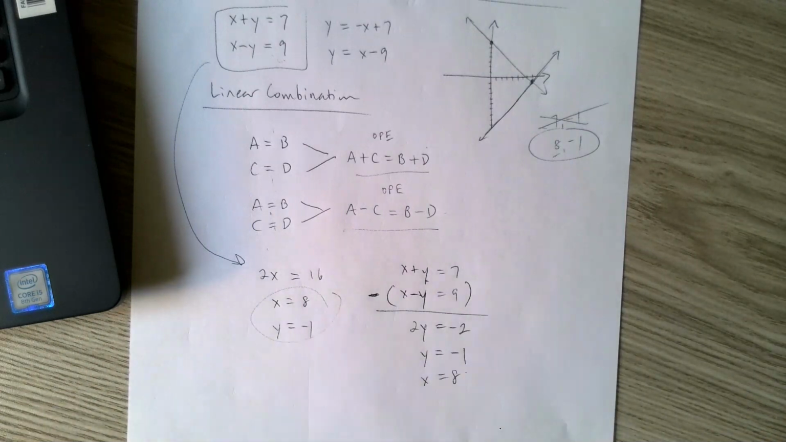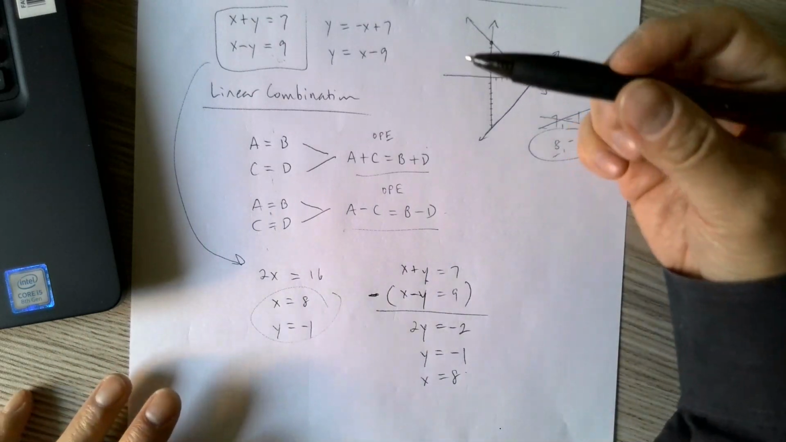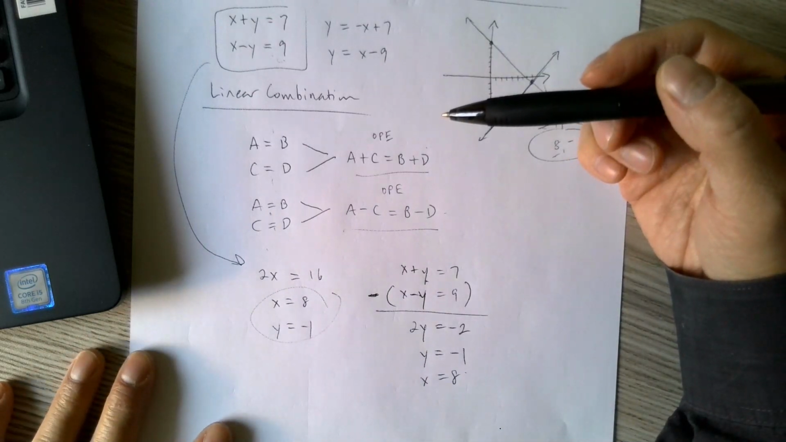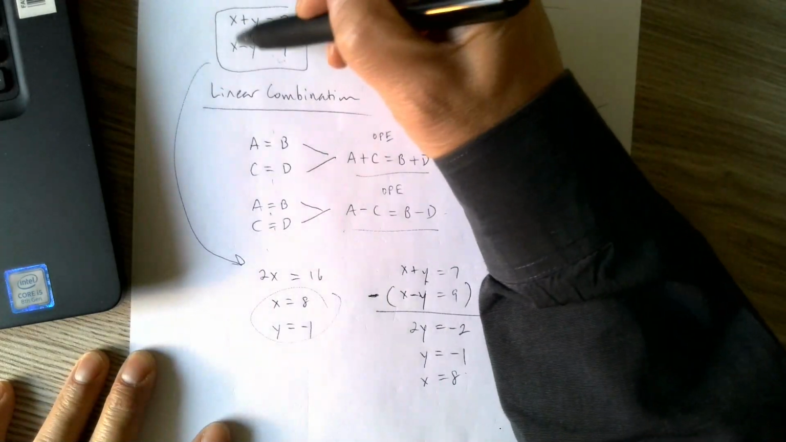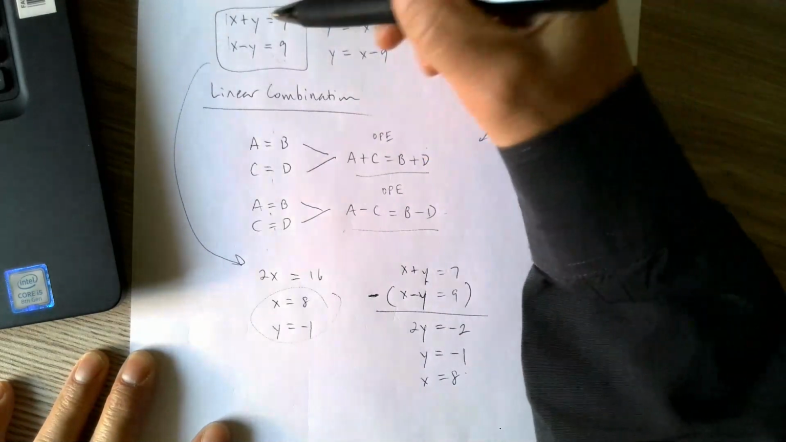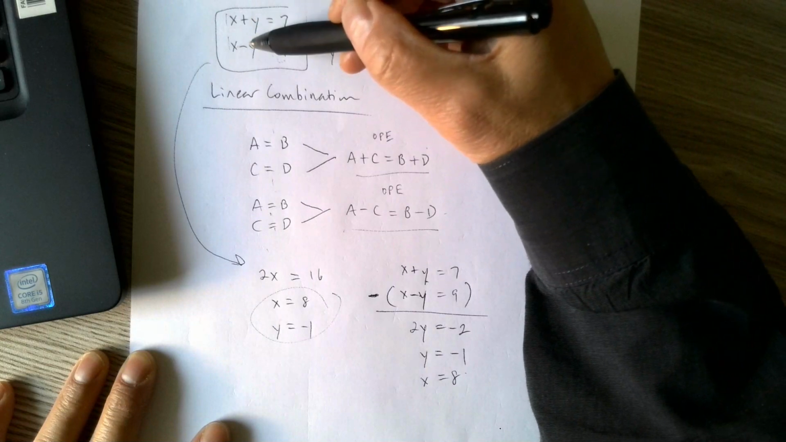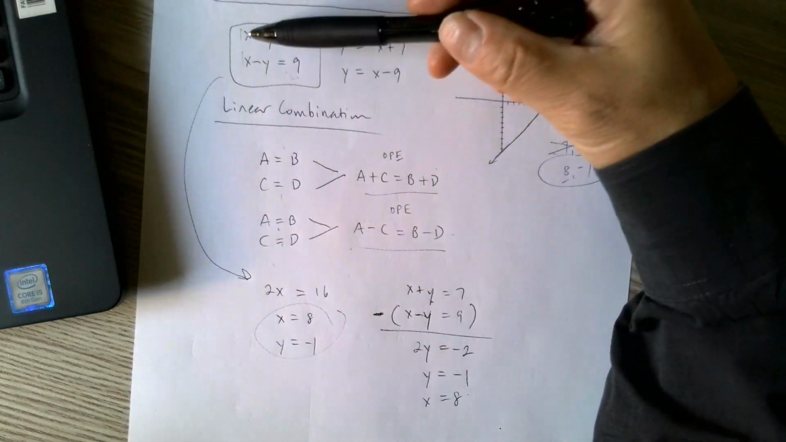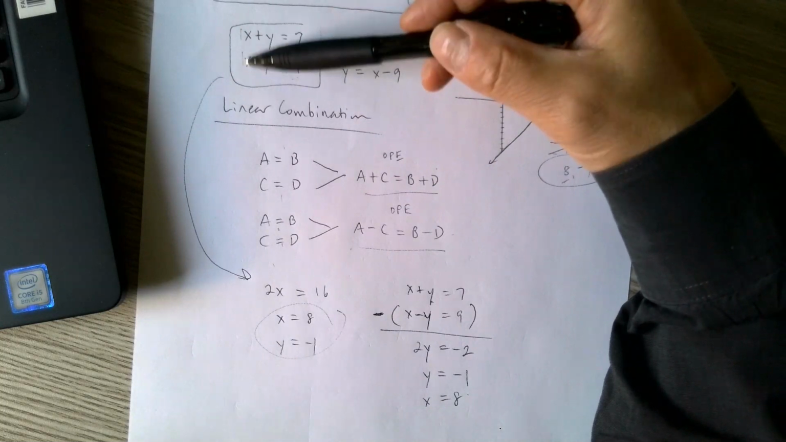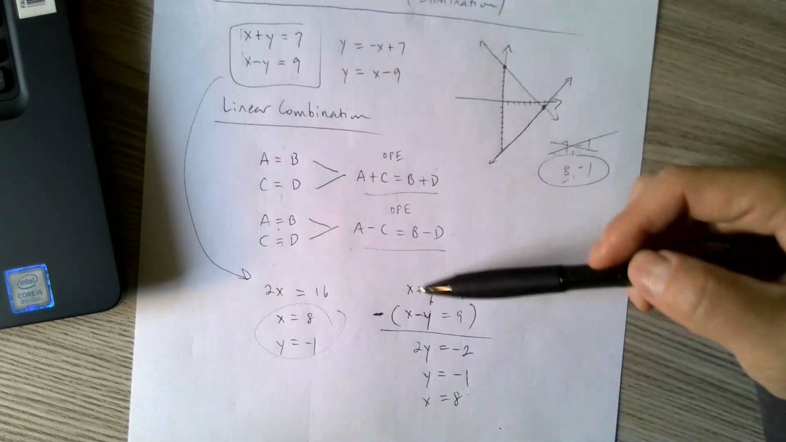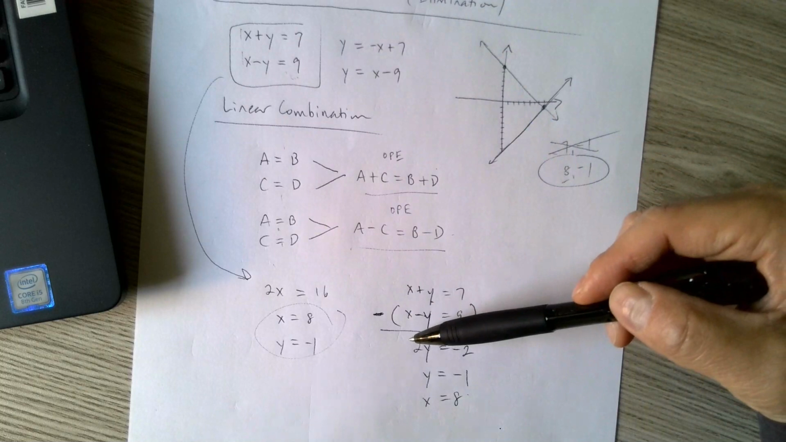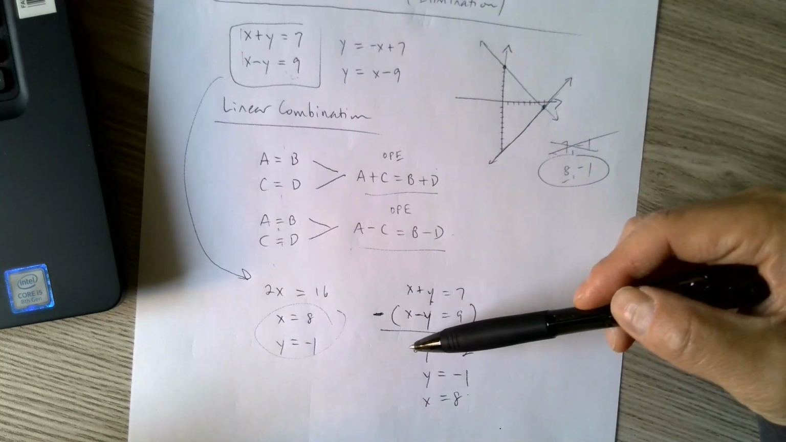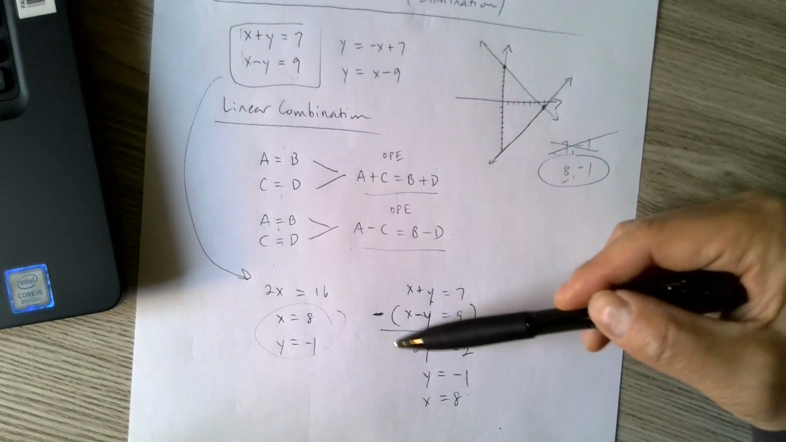Now keep in mind that the coefficients here were both 1 and 1. The coefficients here were 1 and negative 1. If the coefficients had not been identical for the x's, when I subtracted, the x's would not have disappeared, of course. I would have had some number of x's here.